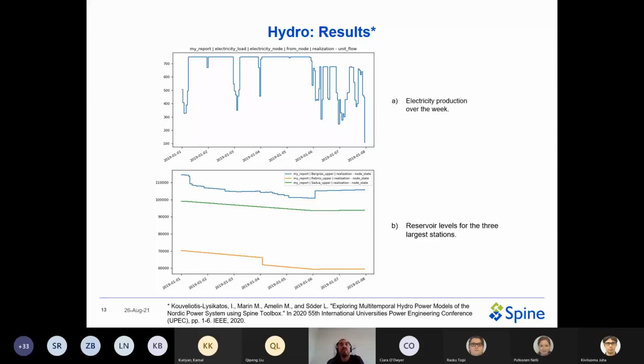I have two plots here that prove that. So this is the total electricity production over the week for all the power plants combined. And here I just picked some random curves. So this is the reservoir level for the 3 largest stations. We see that it follows a trajectory that it's supposed to be optimal if the solver is working properly. And we have published this in a paper. And I also wanted to show you briefly the Spine Toolbox workflow that makes this possible.